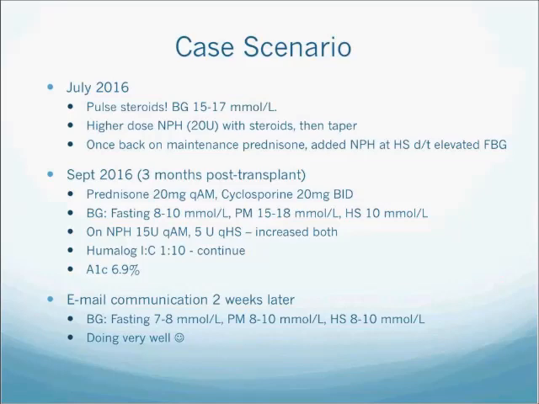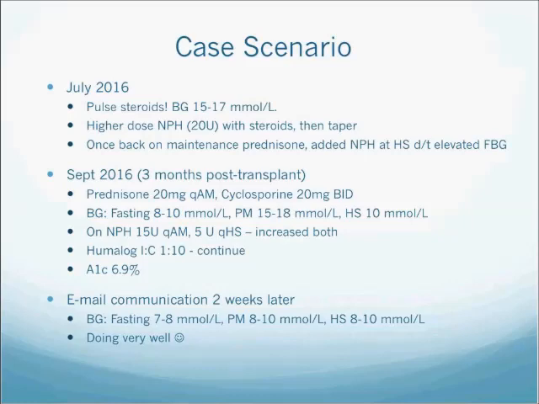So then she got things under control, and then unfortunately, shortly after in July, she had acute rejection and needed pulse IV steroids. So at this time, her blood sugars increased up to 15 to 17, and she needed a higher dose of NPH, 20 units with the steroids, and then this was tapered.